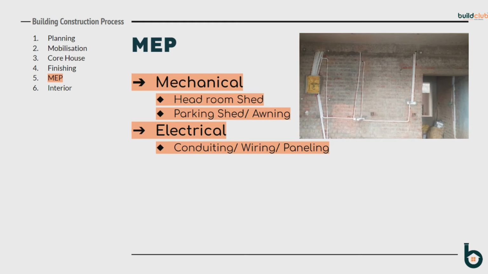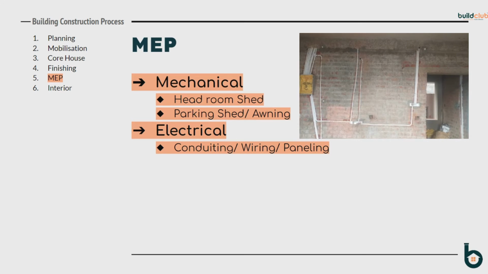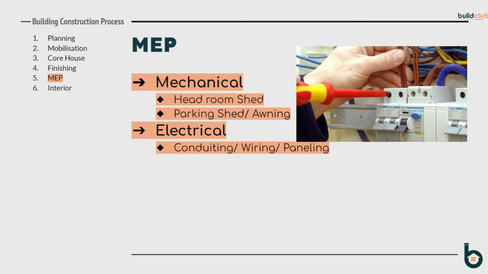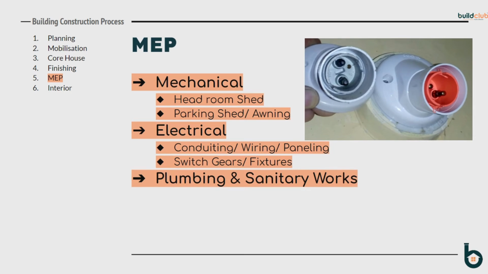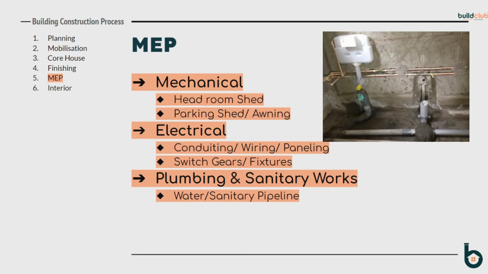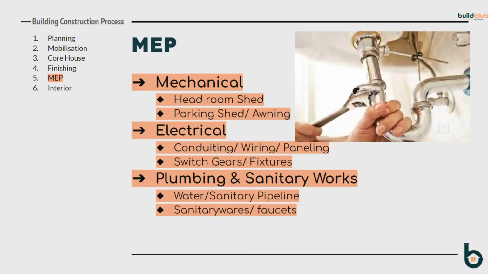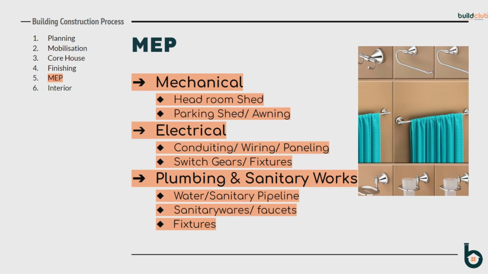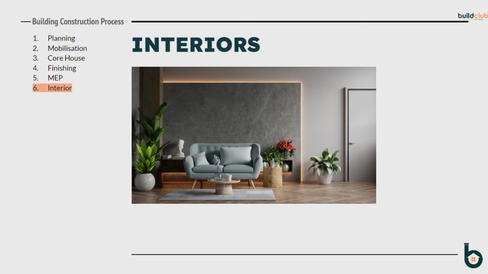Basically, electrical works are done in various phases like pipe conduiting before slab casting, wall conduiting before wall plaster, and then wiring, paneling and installation of switch gears and fixtures at the end. Third in the line is plumbing and sanitary works covering water and sanitary pipeline in core house cover-up works, then installation of sanitary wares, faucets and bathroom fixtures like towel hanger, ring, soap case, etc. at the end stage. Sixth phase is interiors.